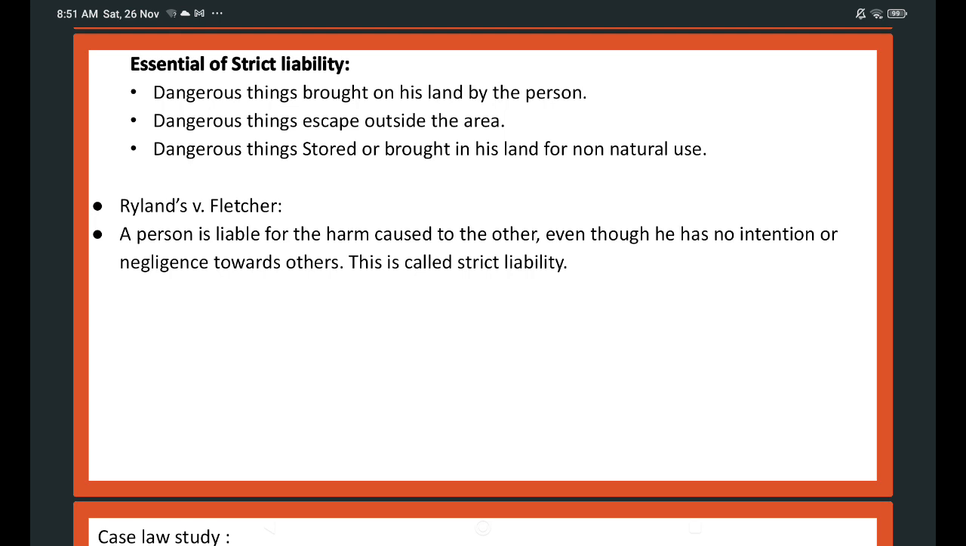A person is liable for the harm caused to the other, even though he has no intention or negligence towards others. This is called strict liability. What is the principle involved in strict liability? The liability arises not because there was any fault or negligence on the part of the person. Liability arises because he kept some dangerous thing on his land and it has escaped from his land and caused damage to the neighbor. In such cases, liability arises even without any negligence on the part of the defendant.